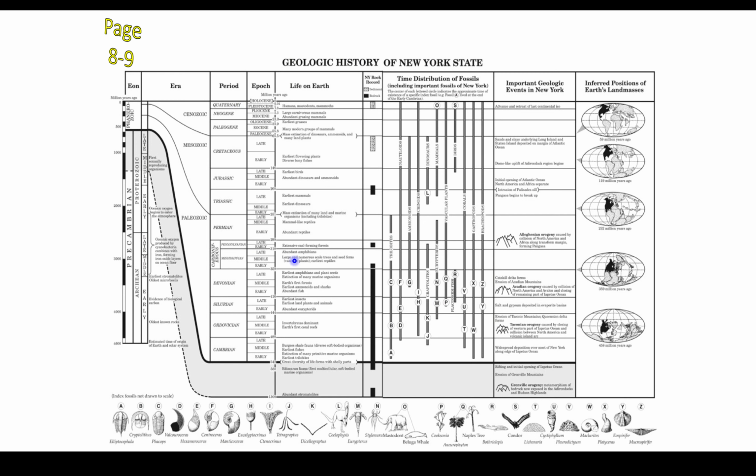And our last one, what 3 time periods have no New York rock record? New York rock record is right here. This one portion of time we are missing the rock record, so that's the Neogene. Right below it, Paleogene. And Permian. Permian also has no rock record. Jurassic and Triassic have a little bit of a rock record. Cretaceous has a little. But Permian, Paleogene, and Neogene have absolutely no rock record.